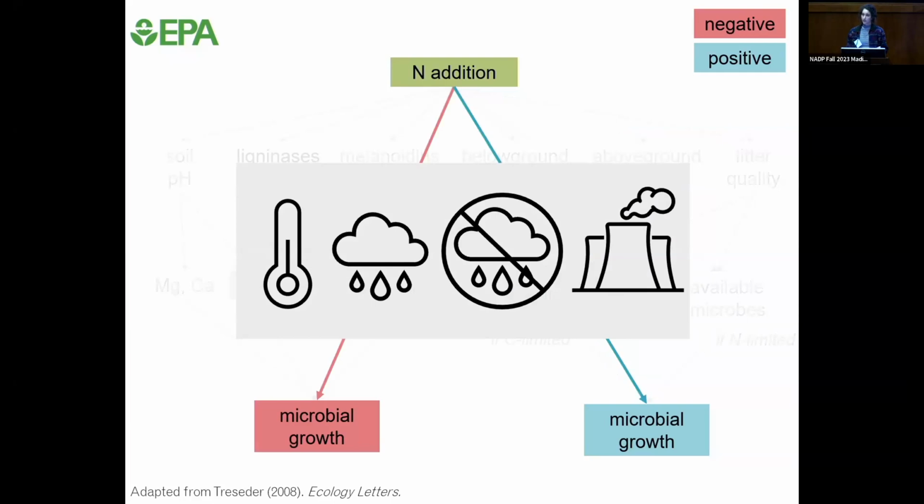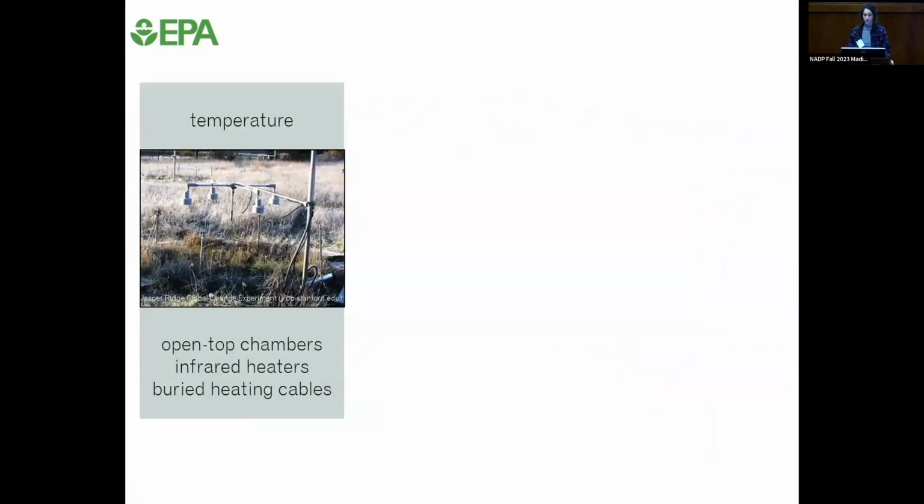Okay, so for this particular project, we did a meta-analysis examining how different nitrogen addition experiments in combination with increasing temperature, increasing precipitation, decreasing precipitation, and CO2 as well affect microbes. And I was trained as a field ecologist, and I'm always really interested in how people manipulate these types of climate effects in the field.